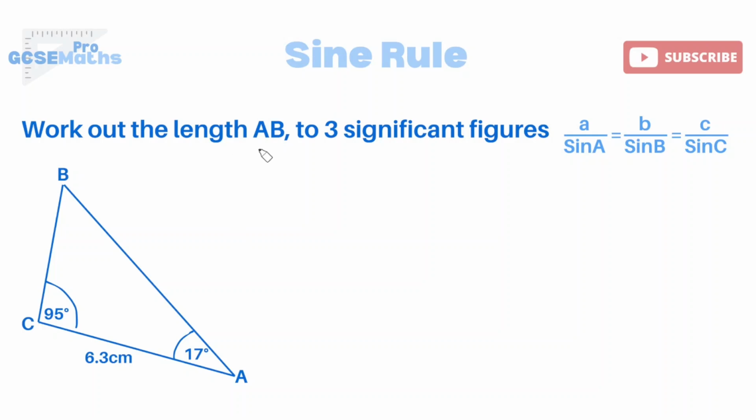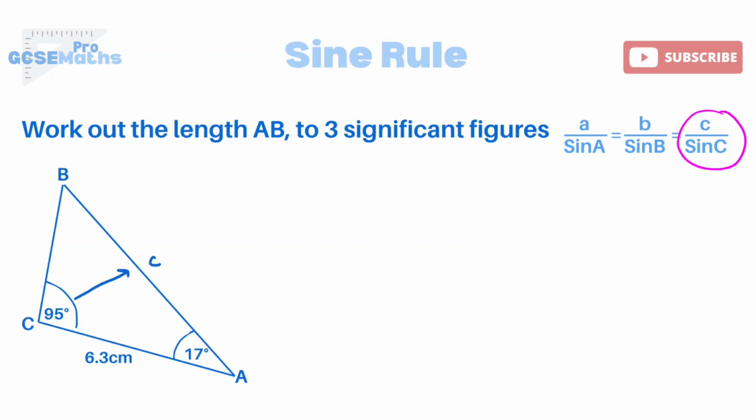So we're back to working out a length. Work out the length of AB to 3 significant figures this time. Again, I've got the side version of the formula. I want to start by labeling the sides that I think are helpful. AB is helpful, because I want to know what AB is, so I need to label that. That one is opposite C, isn't it? So that's side C.